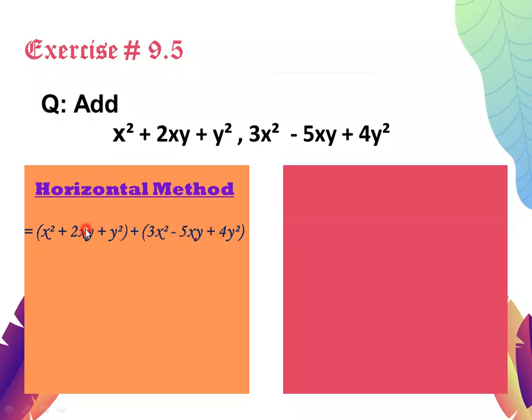Now you are going to add them together. Before adding, you will check whether anything inside the bracket can be added. No, as you can see, these are different variables. This is x square, this is xy, and this is y square. So you cannot add these variables. Similarly for the other bracket as well.